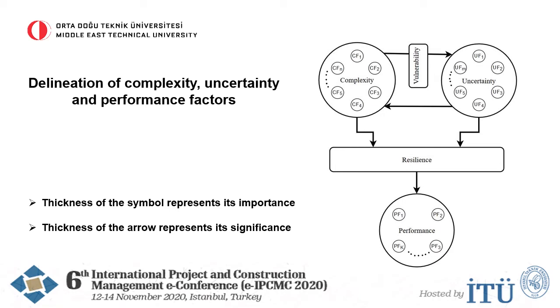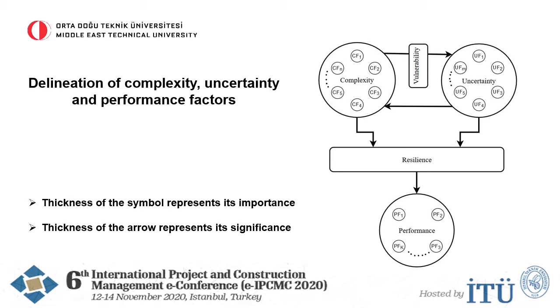Although complexity has been generally identified as one of the drivers of uncertainty, intending to decrease the uncertainty degree of a project may increase the complexity level of the project. Therefore, a bidirectional relationship exists between complexity and uncertainty in the model. The thickness of the symbol for complexity, uncertainty, and performance factors represents their importance, whereas the thickness of arrows represents the significance of the relationship.